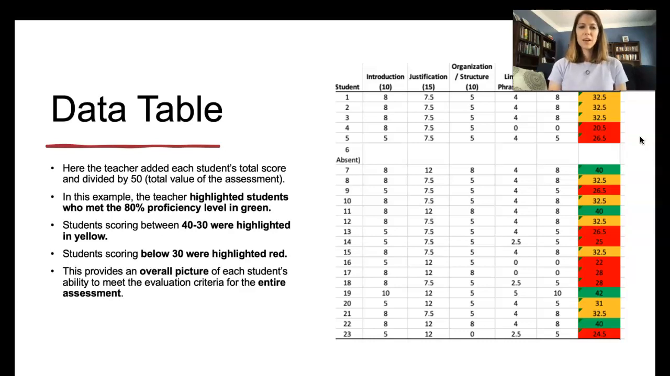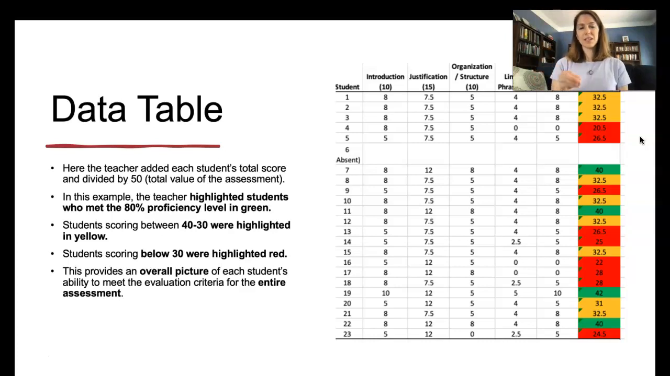Then students who scored in the range between 30 points and 40 points, so roughly a C/D level if we think about it in terms of letter grades, are highlighted in yellow. Those students had some areas of strength, but they still have some areas where they need additional support. And in red, any student who scored under 30 points, which would be like a failing grade, indicates that these learners need a lot more help with writing an opinion-based piece and require some extra support from the teacher.